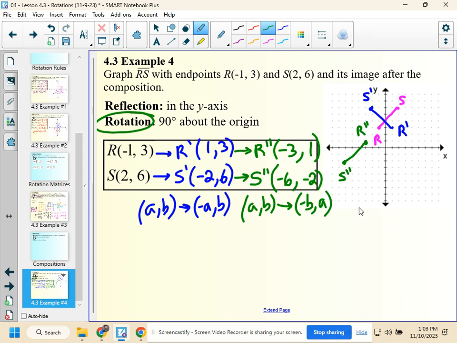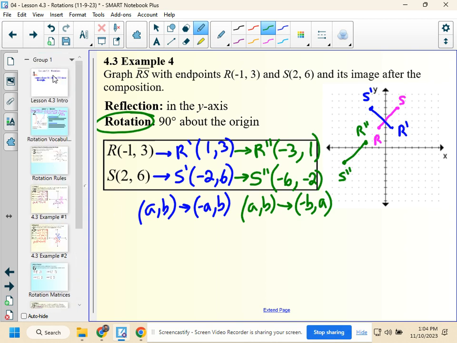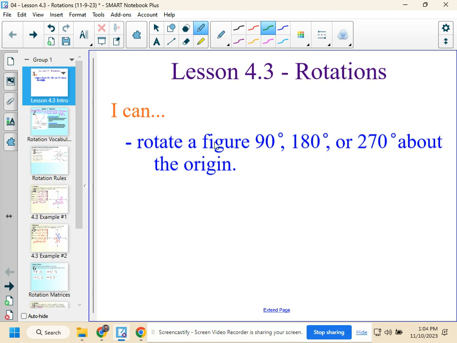Okay, so nothing too crazy, I don't think. With the compositions, it's just kind of doing 2 in a row. But either way, you're documenting everything the same. You've got your double prime notation and graphing both the image and the original pre-image. Not too bad, hopefully. We definitely went through all the rotation stuff. We hit the composition. That was kind of a bonus goal here that we were able to accomplish.